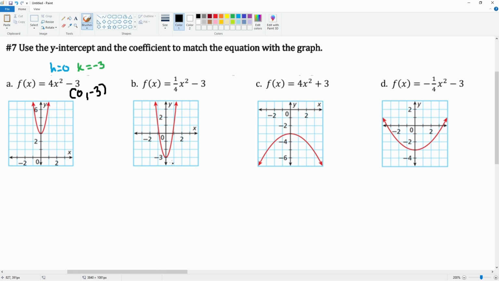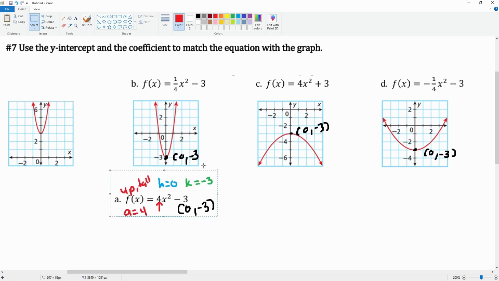The only ones that have that are this one, (0, -3), also this one at (0, -3), and also this one at (0, -3). So what you need to look at is the a value. a is 4, so this means it opens up and it is very tall. That's the only one that has that vertex and opens up really tall.